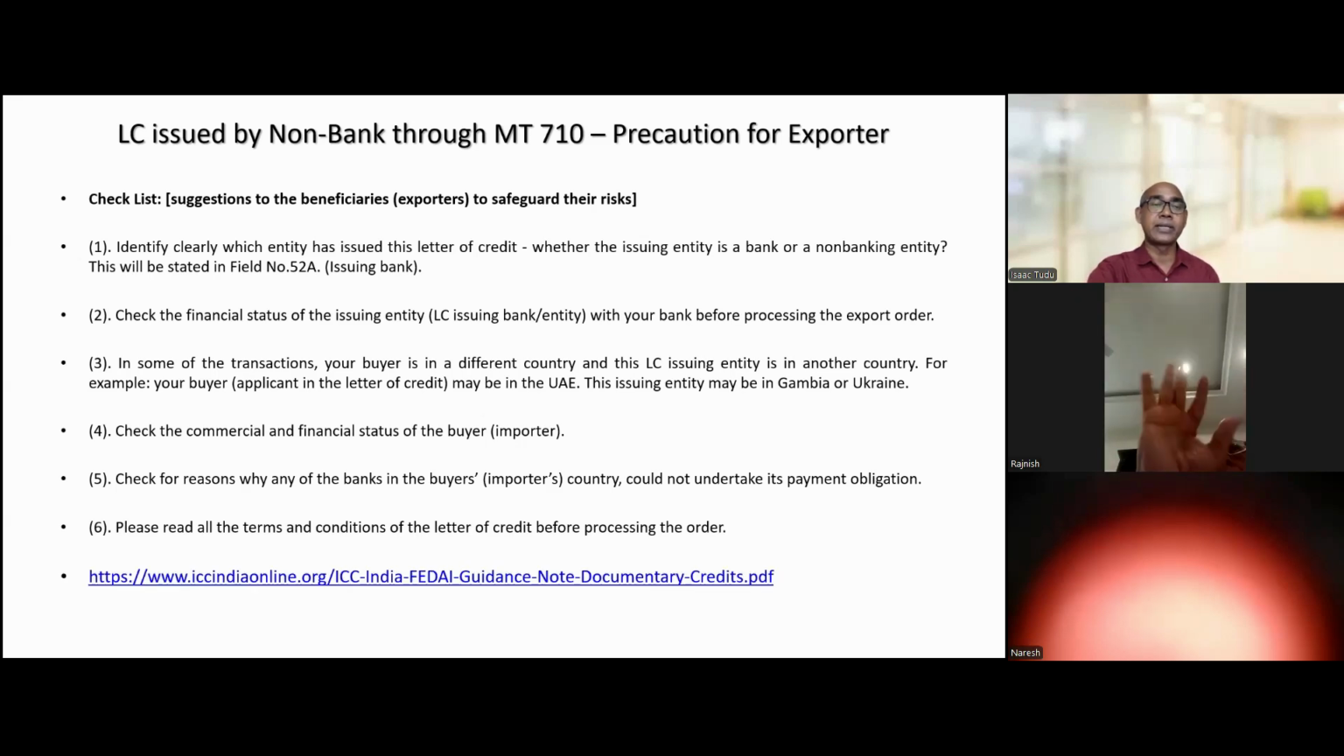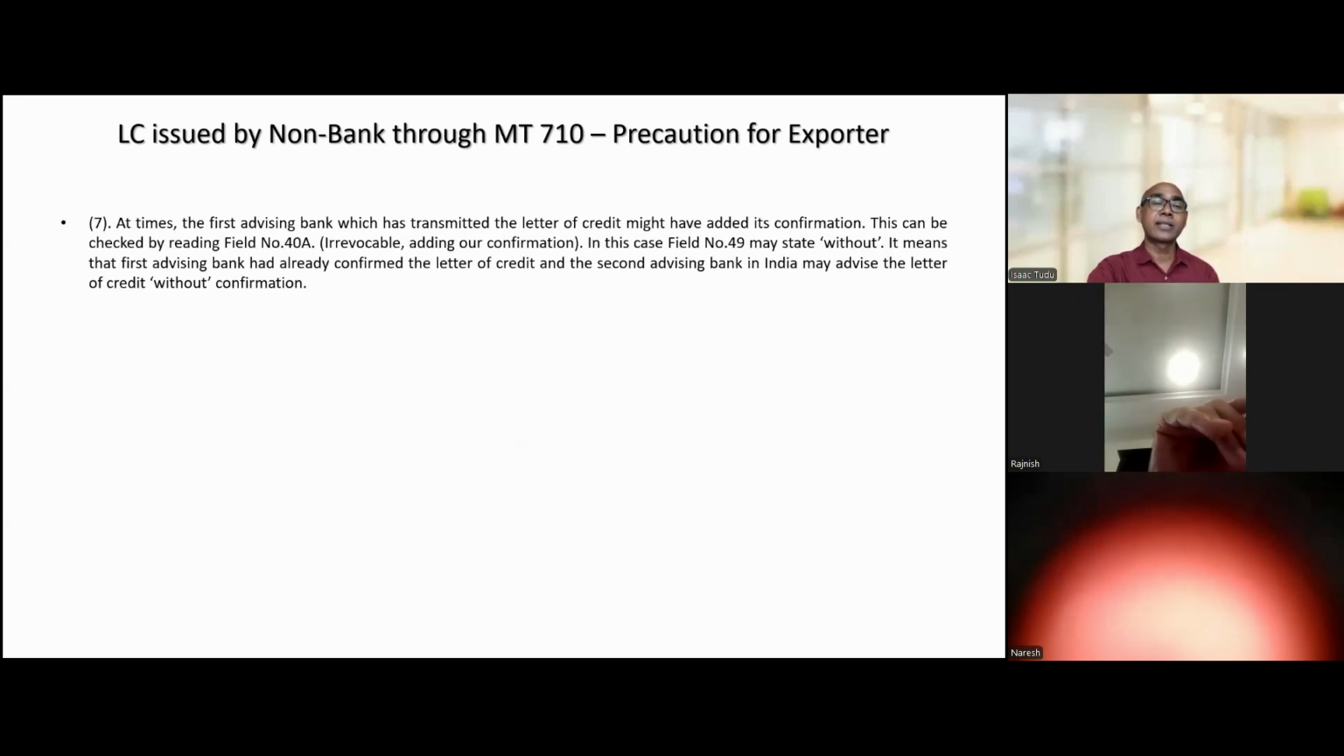This is the PDF file, it is there. Further, it says at times the first advising bank which has transmitted the LC might have added its confirmation. This can be checked by reading field number 40A. Detail has been given, right? So I have jotted down all those things verbatim for your benefit, because many times I have observed that you will not get the time to go and search for this type of PDF. So I have just copy pasted here.